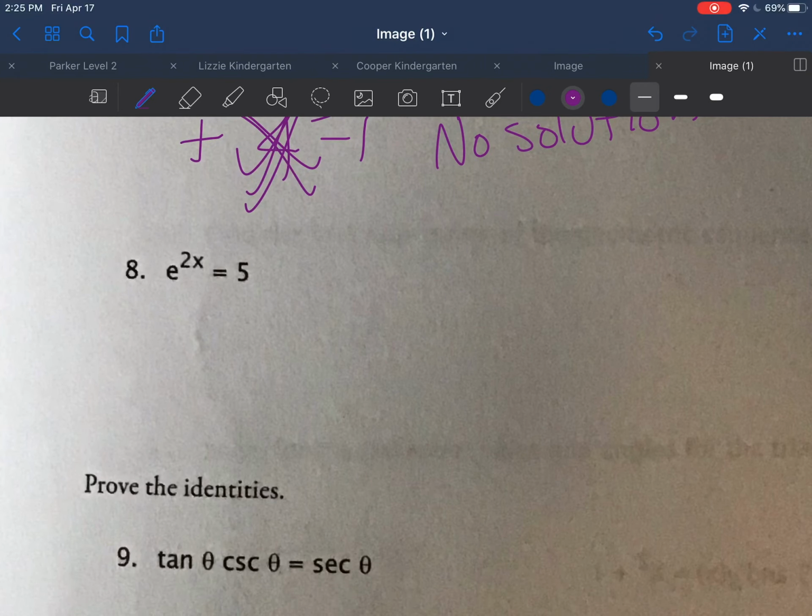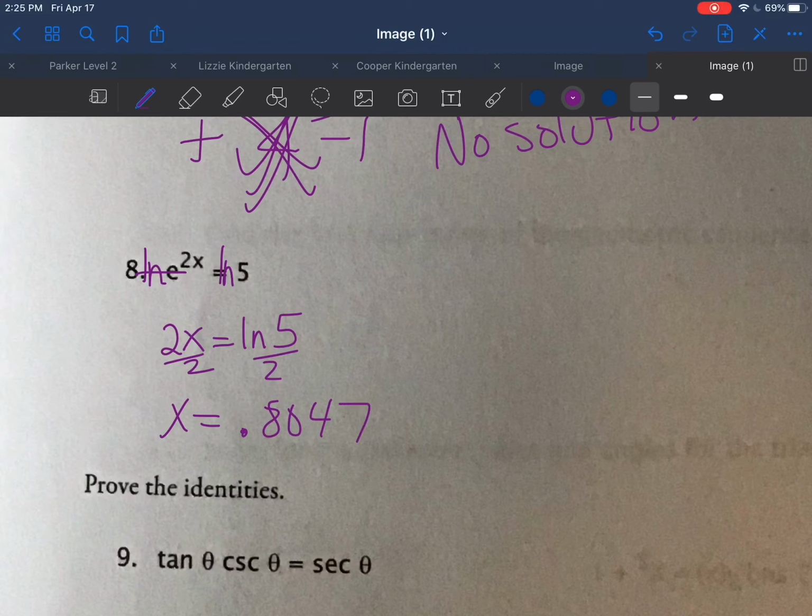Okay, and then number 8, we've got e to the 2x equals 5. We want to get rid of the e and bring the 2x down. So we're going to take the natural log of both sides. That leaves me with 2x equals the natural log of 5. You can type that into your calculator and then divide by 2. So x equals the natural log of 5 divided by 2 is 0.8047.